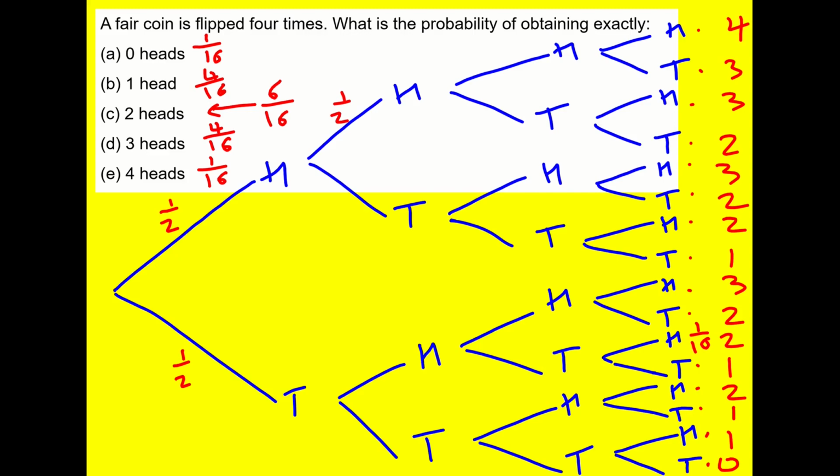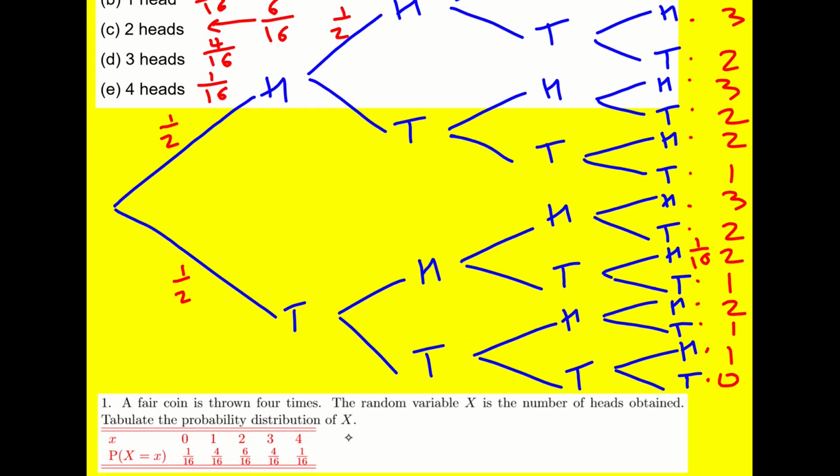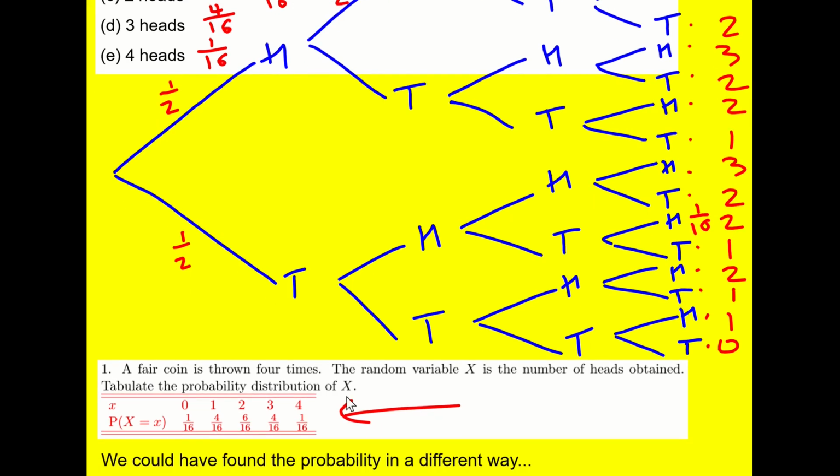This is one approach for how to work out these probabilities. And actually, what we've constructed here is a probability distribution. We could draw it as a little table. We could say that the random variable X is the number of heads obtained, and we could calculate these things.